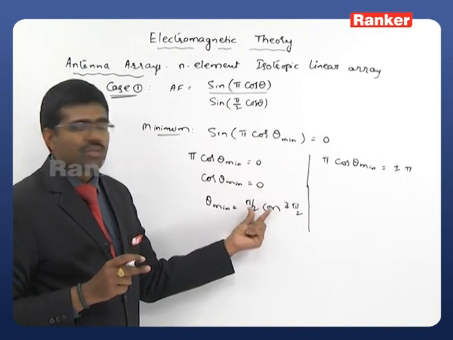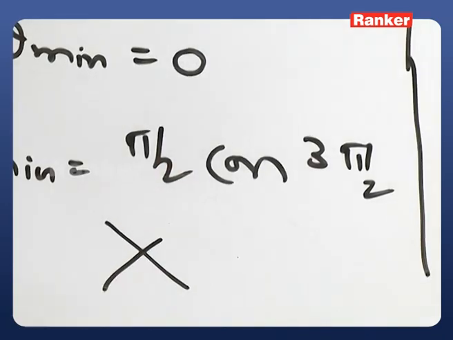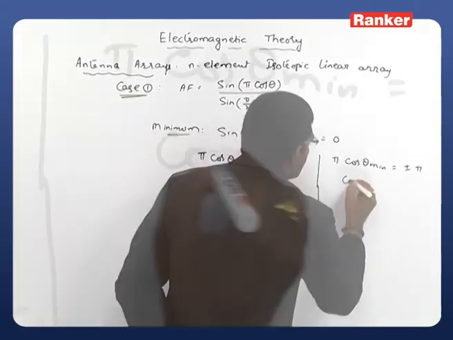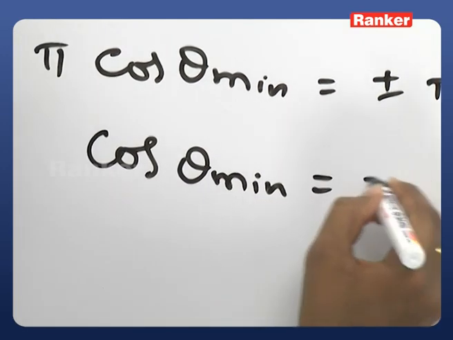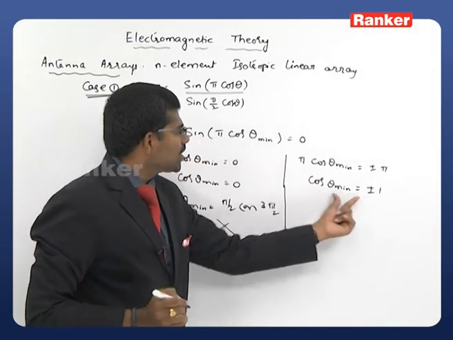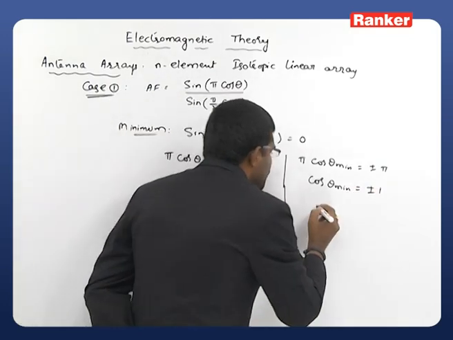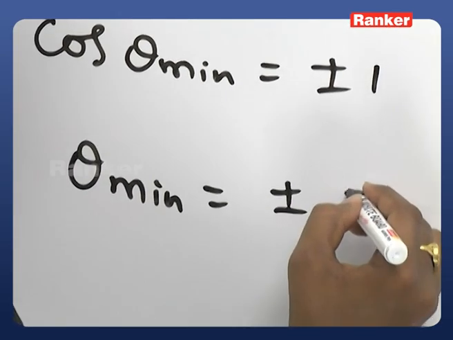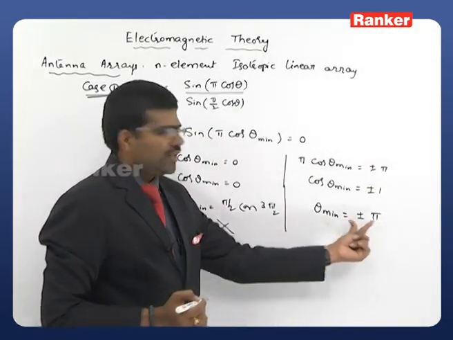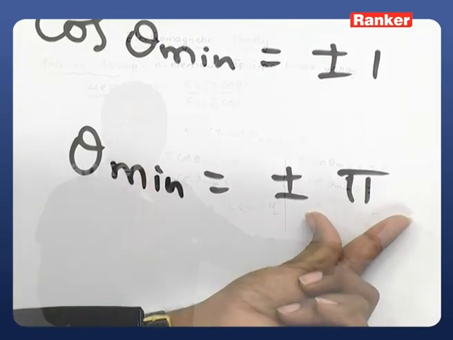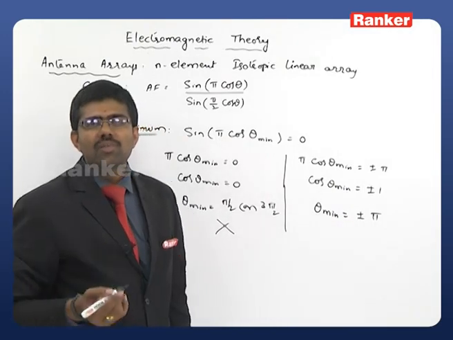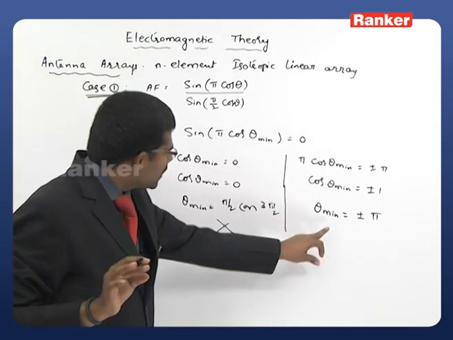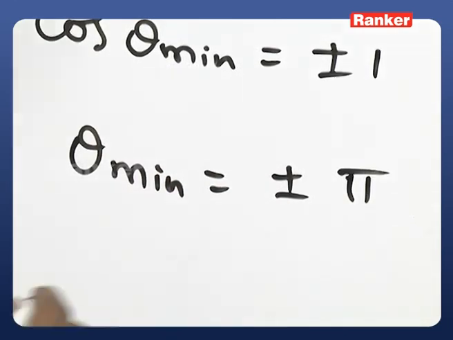So here what you are supposed to do is neglect this case, as it is not existing one. Then go to the second one. From this one, cos theta min is equal to plus or minus 1. So cos theta min equal to plus or minus 1 corresponds to theta minimum equal to plus or minus pi or 0. So in the direction of pi or 0, you will get the minimum value. Minimum value of the radiation pattern means null. There will be no radiation, 0 radiation will be there. So these are the values you are supposed to consider for theta minimum.